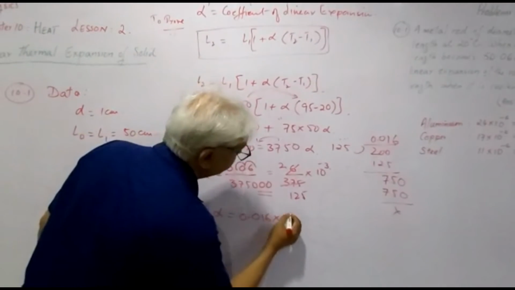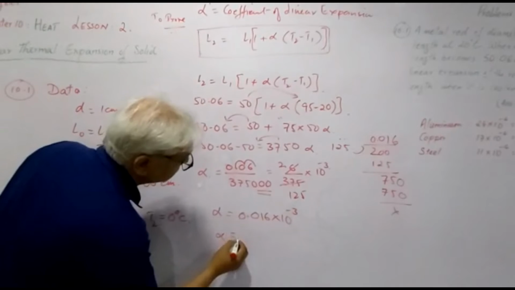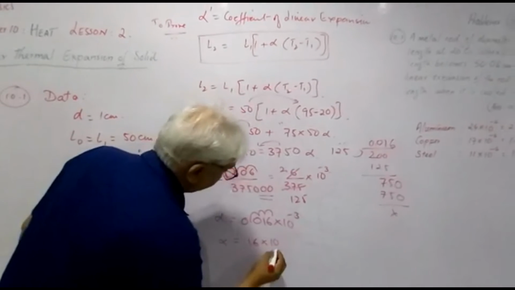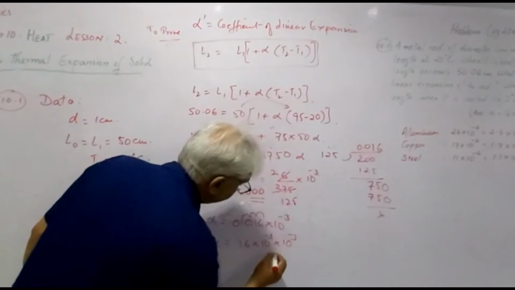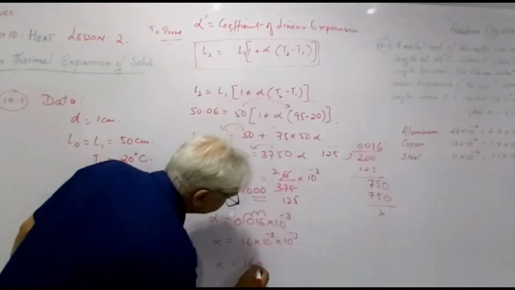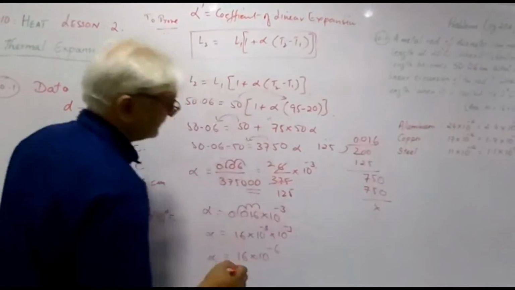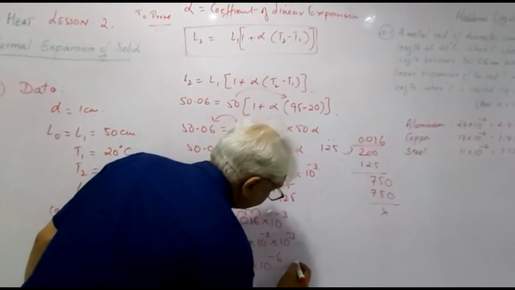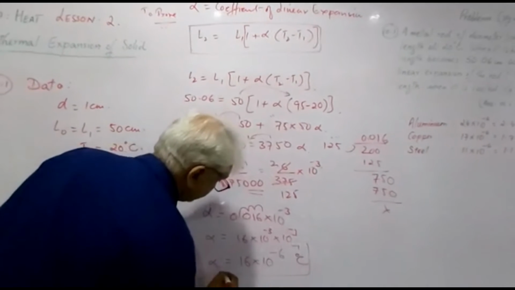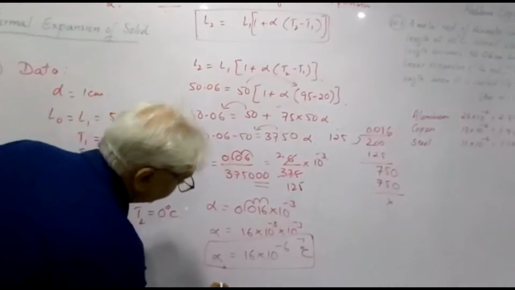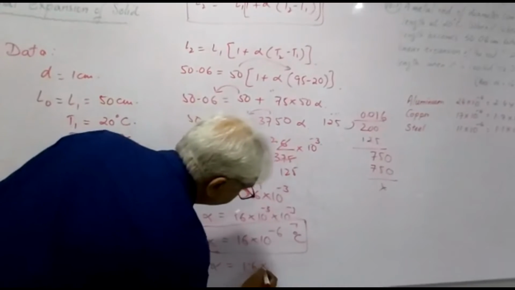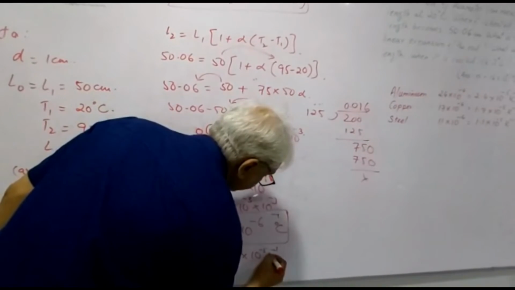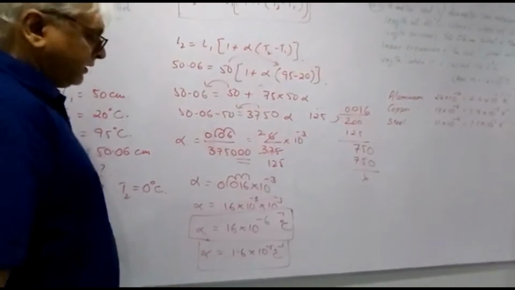0.016 times 10 to the power of minus 3. Shifting the decimal, 16 into 10 to the power of minus 3 times 10 to the power of minus 3. So you get alpha is equal to 16 times 10 to the power of minus 6 per degree centigrade. Or you can write it down as coefficient of linear expansion is 1.6 times 10 to the power of minus 5 inverse degrees centigrade. Right? So there we are.